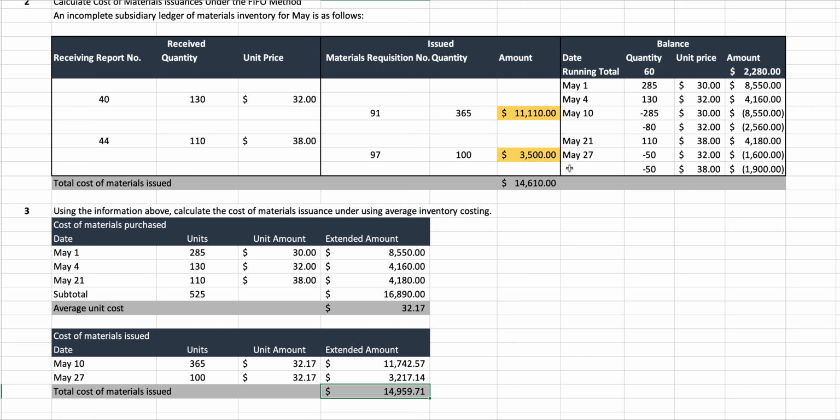So this is our lesson for today. Hopefully you understand a little bit more about the job costing, how we accumulate costs, and how we journalize those costs, and how we transfer them from one account to the next.